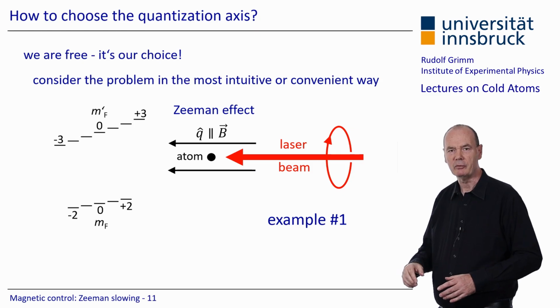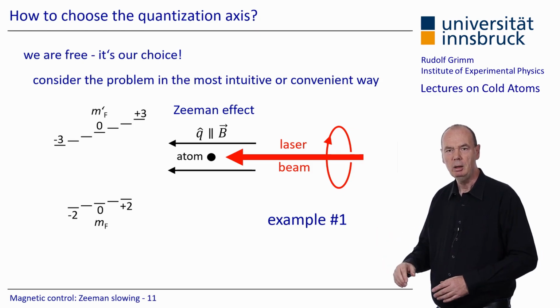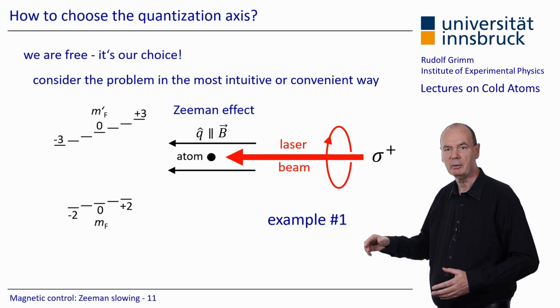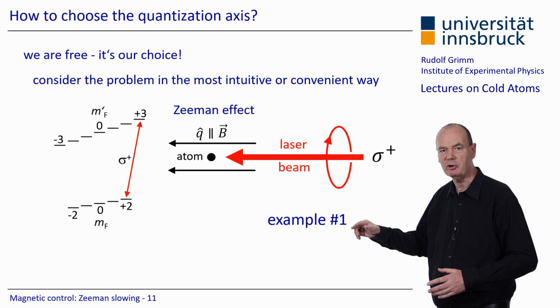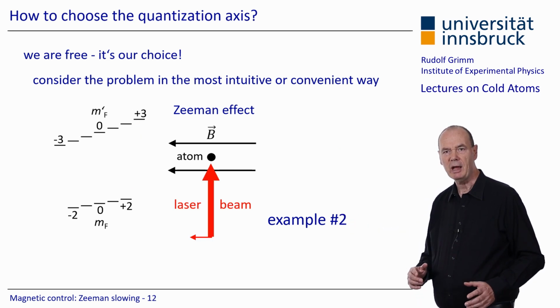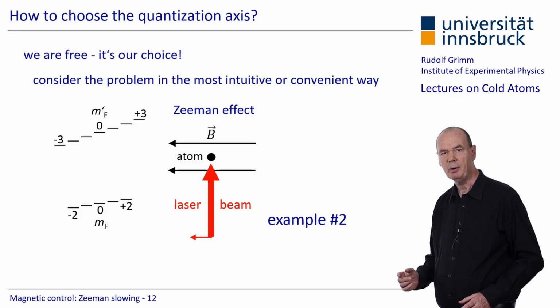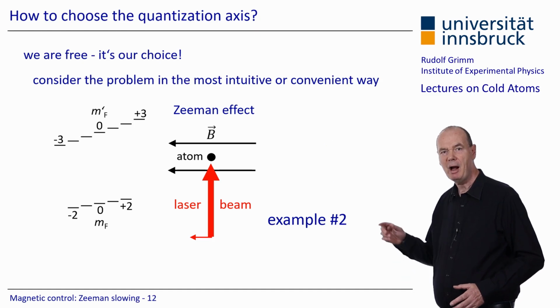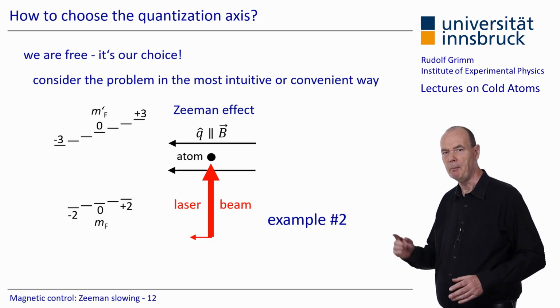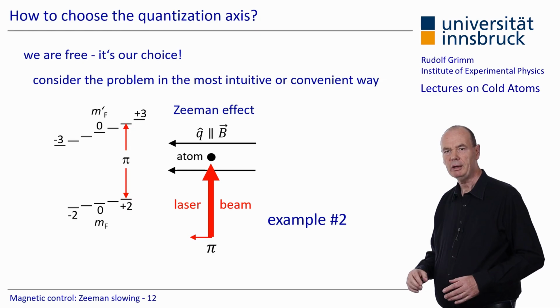With the quantization axis chosen parallel to B, the right-handed circular polarization corresponds to sigma plus, and it will drive sigma plus transitions in the atom. In a second example, we probe the atom with another beam which propagates perpendicular to B and which has linear polarization parallel to B. We choose our quantization axis along B and we find the polarization is pi. Accordingly, we drive pi transitions in the atom.